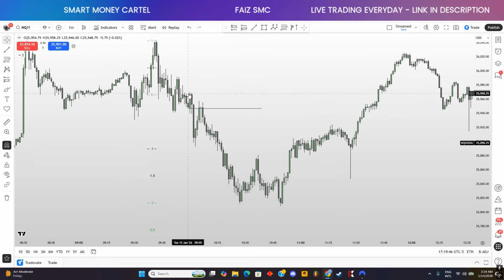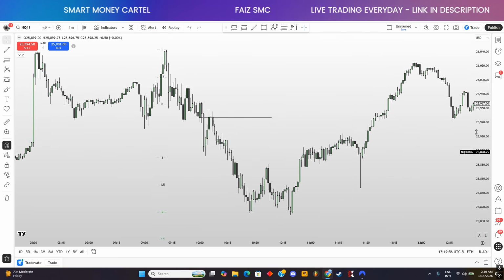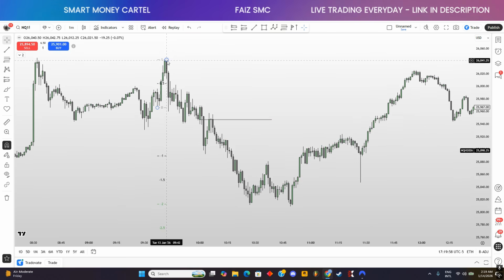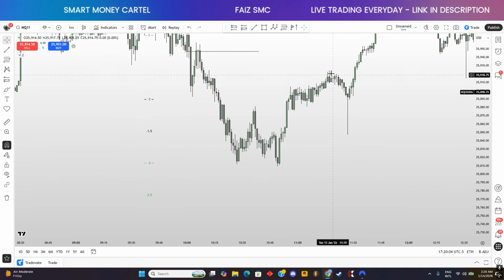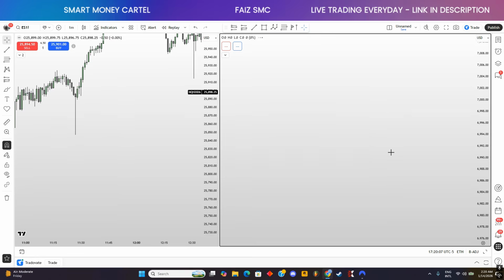However, when I saw that price was pushing down and was not giving me a market structure shift, I knew that price was already manipulating before the 10 a.m. open. So with that in mind, what I did is I used the standard deviation from this high to this low. And when I got the negative two projections over here, I looked for SMT divergence, right? So I look for SMT divergence.